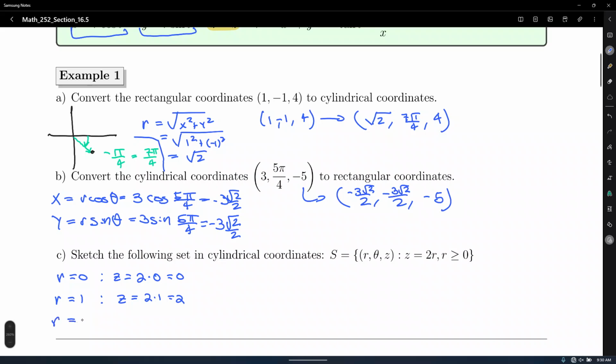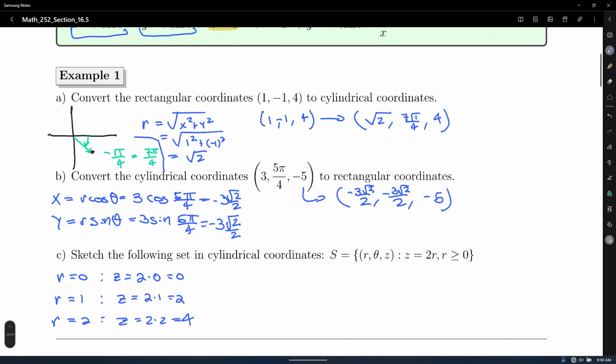R equals, say, 2. So z equals 2 times 2, that equals 4. Well, what are we doing here? Because we have r's and we have z's right here. Those z's represent equations of planes intersecting the z-axis, right? Not horizontal lines, because it's space, it's different.